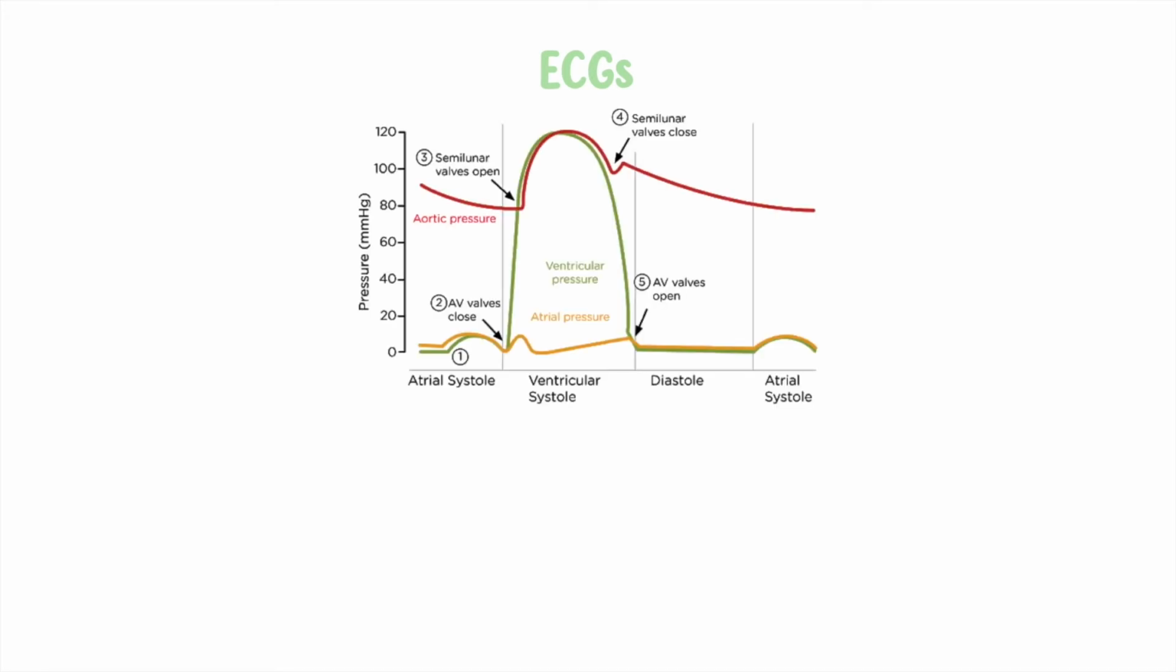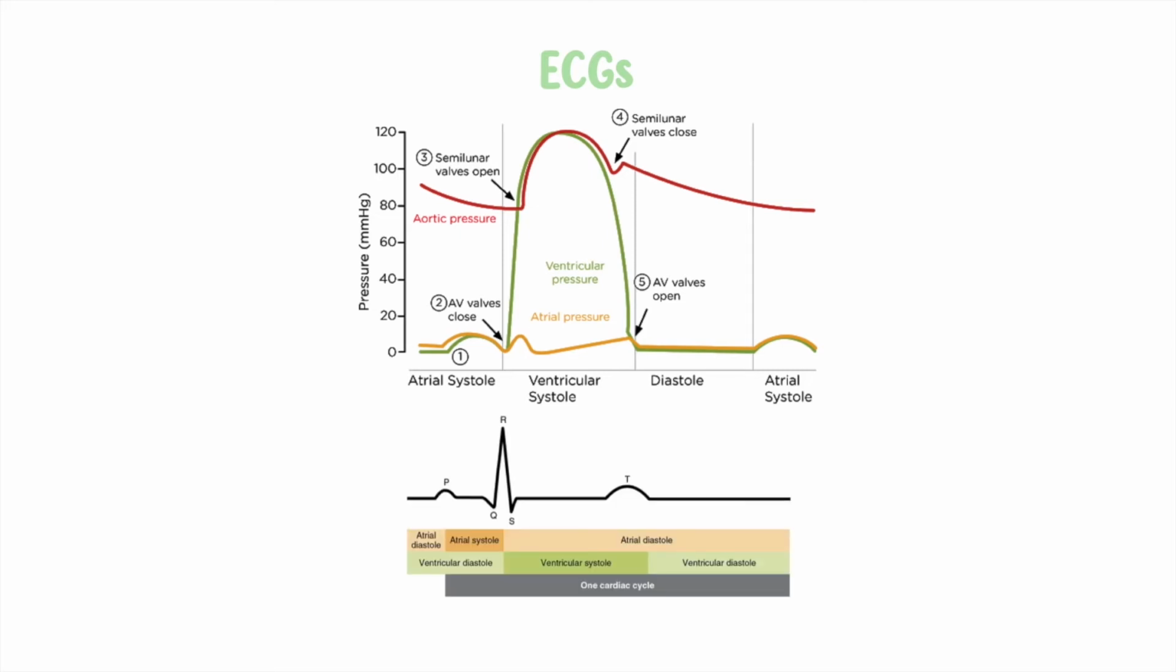It's easiest to just show this in a diagram. So first of all, just taking a look at the pressure. The red line is aortic pressure, the green line is ventricular pressure, and the orange-yellow line is atrial pressure. You can see that the major pressure changes are caused when valves open and close. So you have the AV valves close first, and then the semilunar valves open, and then the semilunar valves close, and then the AV valves open again.